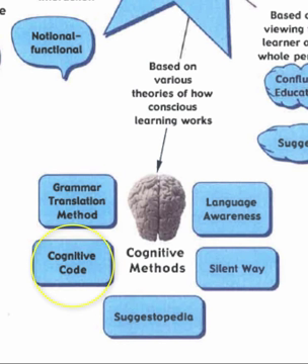Cognitive code was an adaptation which removed the translation from grammar translation, put in a somewhat more inductive way of approaching things, but still allowed students to be working consciously in terms of the target language and its rules.